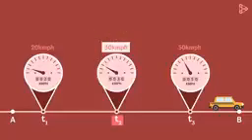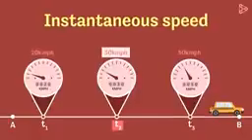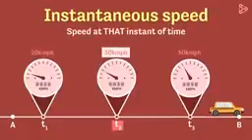The speedometer shows us the instantaneous speed. It is the speed at that instant of time. Here, the speedometer reads 30 kilometers per hour. It means at that moment of time, the car is travelling at this speed. It does not say that the car has been travelling at this speed or will travel at this speed. The value is only at that instant.